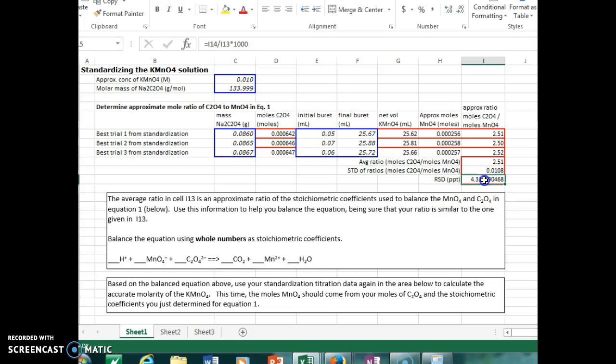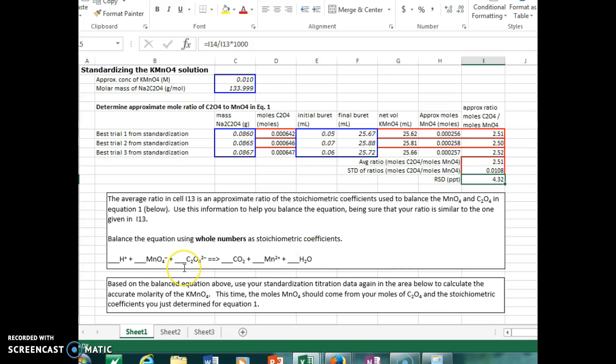So I got 4.32. And your goal is to get under 10, okay? So you want to get under 10 today. The closer you get to 5, the better. So that was great. And then this ratio will actually tell us, oh, my ratio of oxalate to permanganate is 2 to 5, is 2.5.